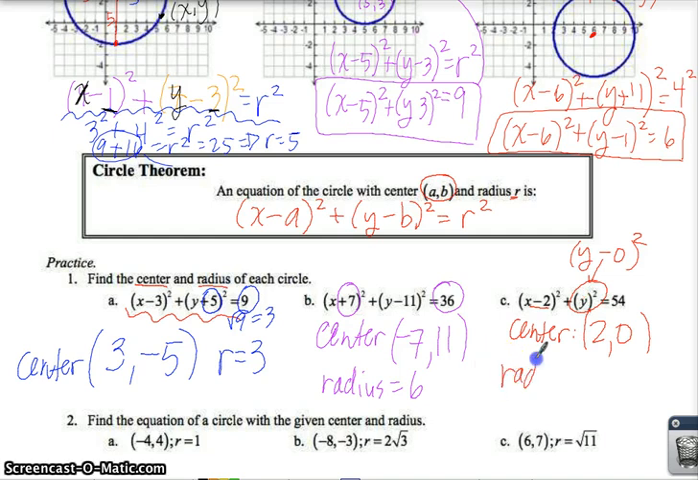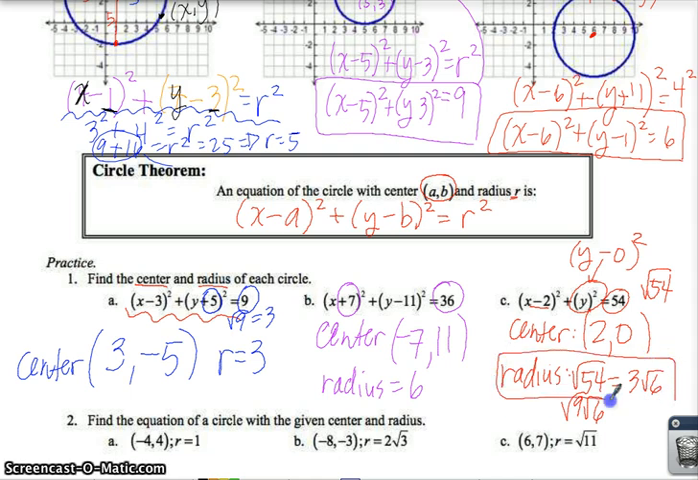Okay, the radius, however, is a little bit trickier. It's not a perfect square. 54 is not a perfect square, so we have to take the square root of 54. But guess what? You have to simplify that. So there's a perfect square factor that's part of 54. It's 9. 9 times 6 equals 54. Therefore, my radius is 3 root 6. My center is 2, 0.